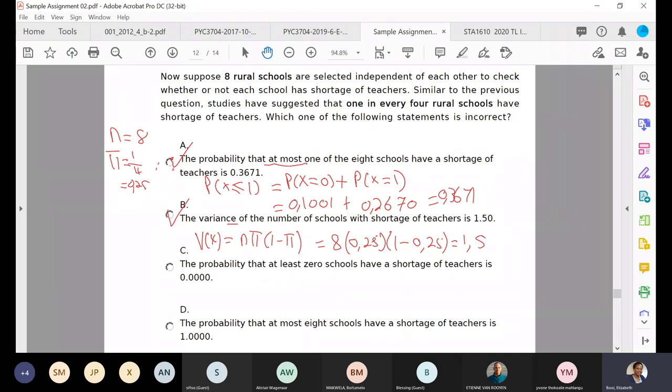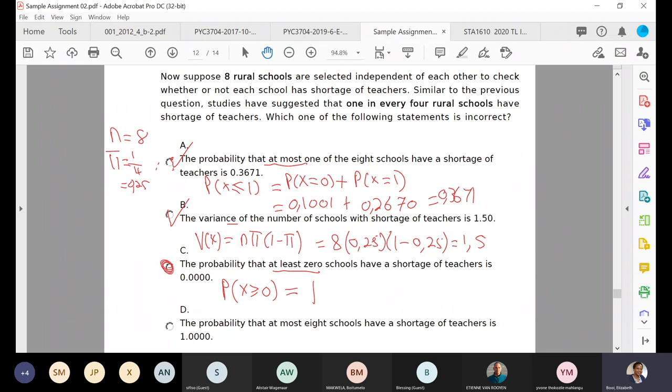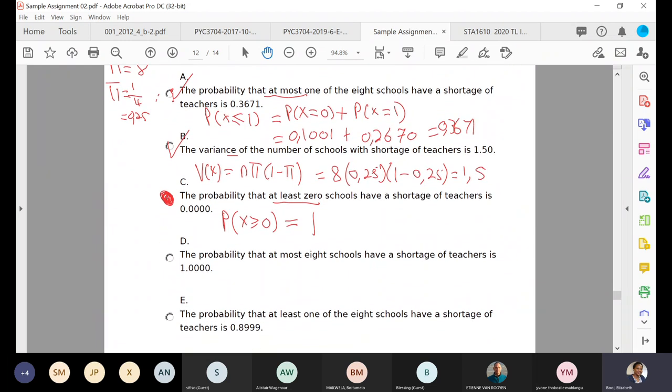Probability that at least zero schools have a shortage. So we find the probability that x is greater than or equal to 0, which should be equal to 1. I don't have to calculate that, because if it says the probability of at least zero, it means I must add the probability of x is 0, 1, 2, 3, 4 until where it ends. So at least zero will mean adding all of them: 0, 1, 2, 3, 4, 5, 6, 7, 8. I must add all these probabilities. And when I sum all the probabilities in the sample space, they will all give me 1. So I don't have to even go. So this is the incorrect answer.